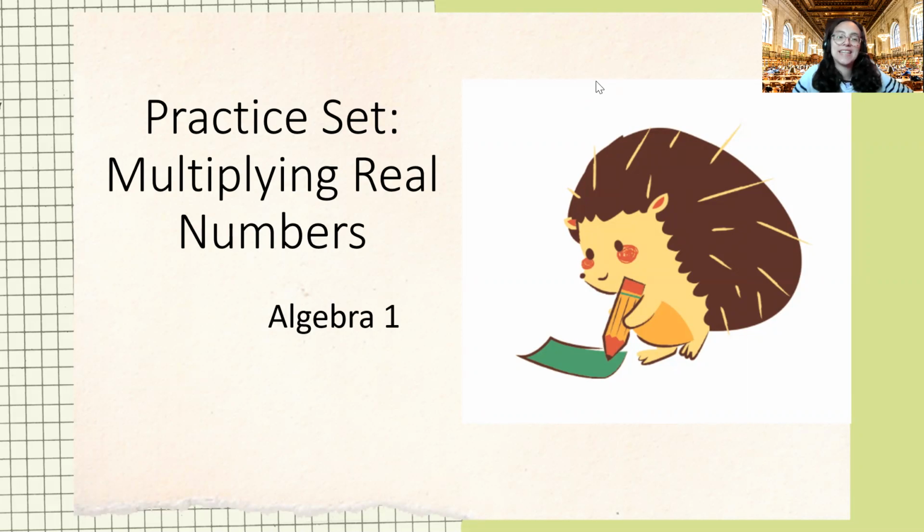My name is Stephanie and today we are going to be working through our practice set for multiplying real numbers. If you haven't already, you can go ahead and check out the previous video where we discuss important properties as well as talk about the signs for multiplying products. So let's get started.